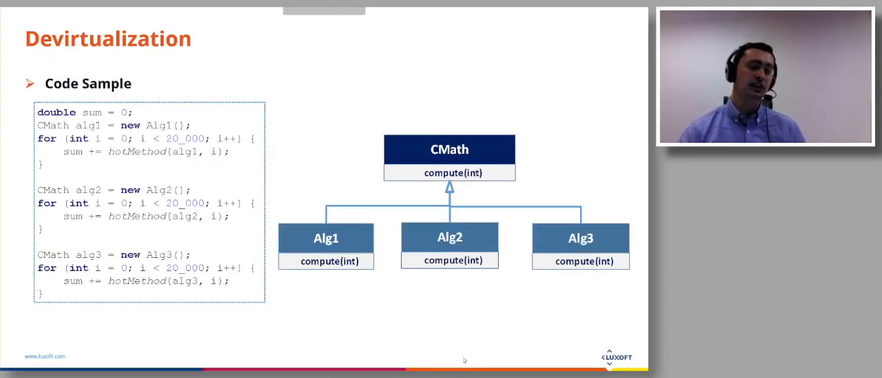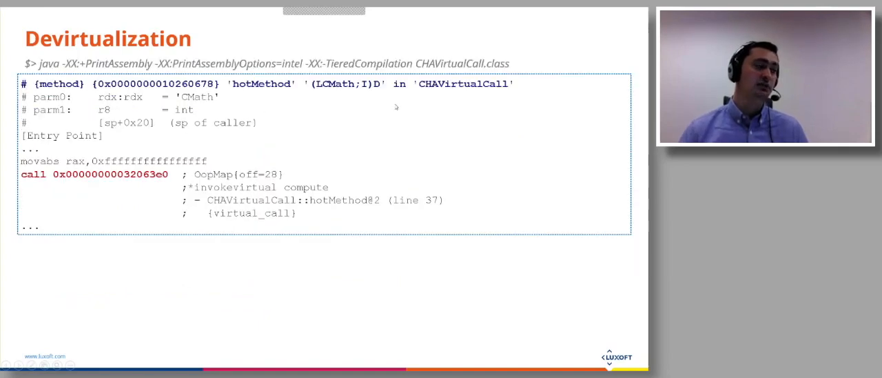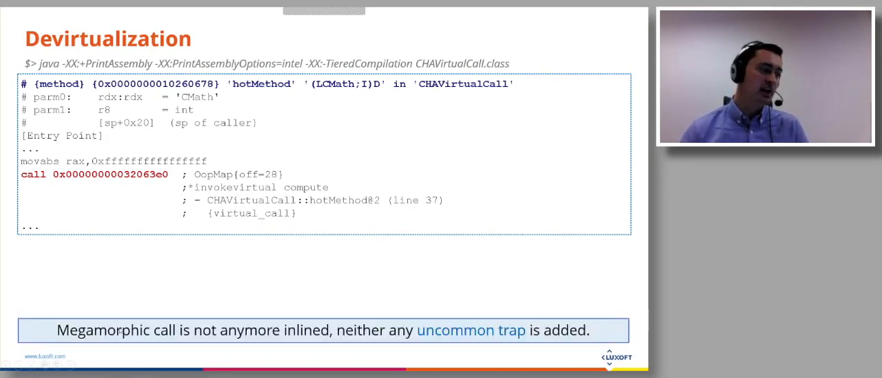What would be even more interesting is if we add a third implementation, for example, the ELK3 implementation, and we test it in this way. For example, we keep the previous test, plus we add this loop for the third implementation. And in this case, it might be a bit of a surprise. The native code produced is very simple. It's just an invocation to the runtime target invocation. In this case of this megamorphic call, in our context, the call with three possible implementations for the virtual call, the just-in-time compiler doesn't do any more inlining, neither is any uncommon trap added.